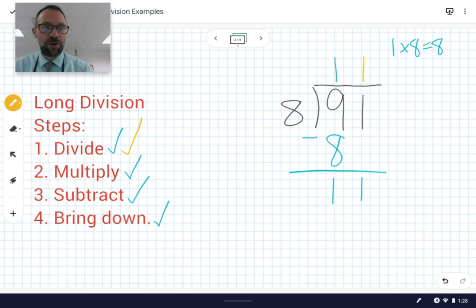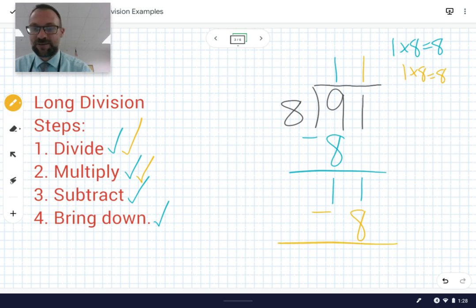And now we're going to multiply. So 1 group of 8 is still 8, just like we did before. So that's 1 times 8 is 8. That takes care of the multiplication step. And now we need to subtract. So we'll go ahead and subtract 8 from 11. And that is, let's see here, 3. Yep, that takes care of the subtraction step.